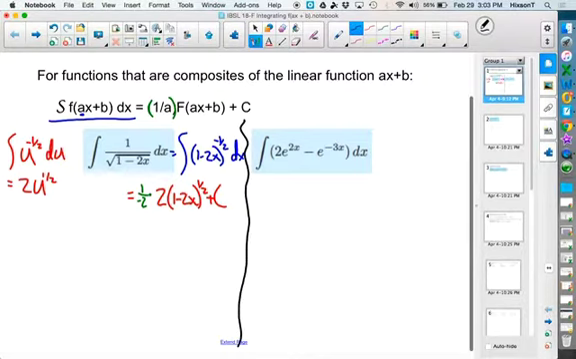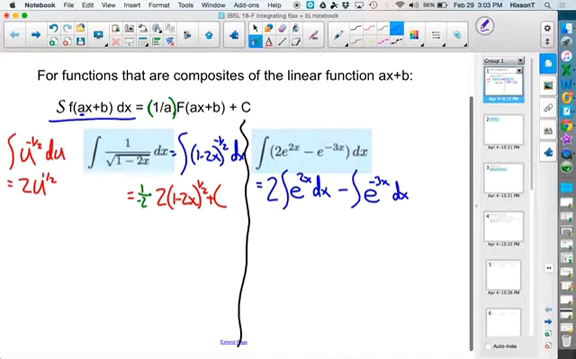First of all, here we're taking the integral of 2e to the 2x minus e to the negative 3x dx. So to simplify things for ourselves, I'm going to rewrite this as 2 times the integral of e to the 2x minus the integral of e to the negative 3x. Everyone with me so far? Don't be afraid to rewrite stuff, okay? This will help you see things a little easier.